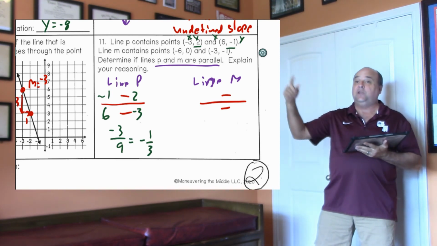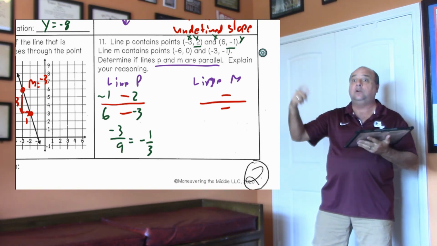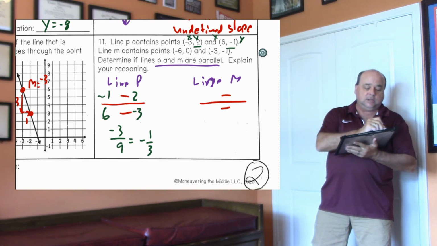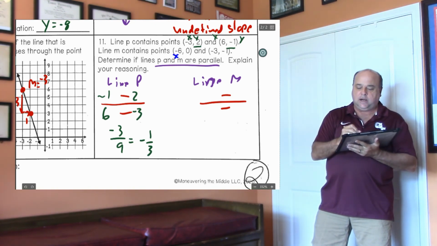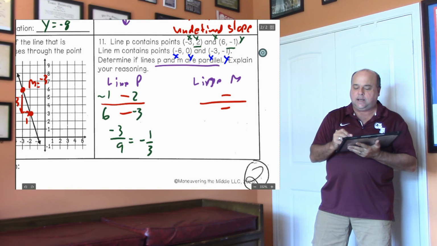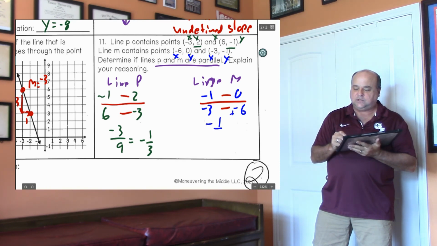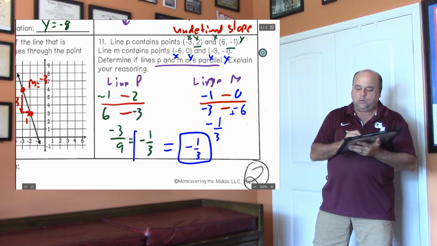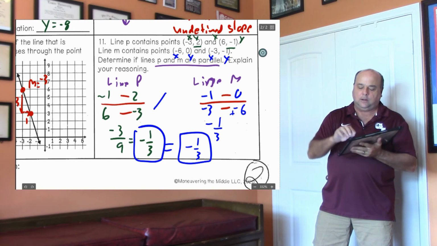Okay, and now if the line M has a slope of -1/3, they're parallel, aren't they? So let's do the next one. So this is our x and y, this is our x and y. So I'm going to do -1 minus 0 over -9 minus 6. And this is going to end up being -1 over, this is going to turn into a plus 3, it's going to be -1 over 3. Since they are equal, the lines are parallel.